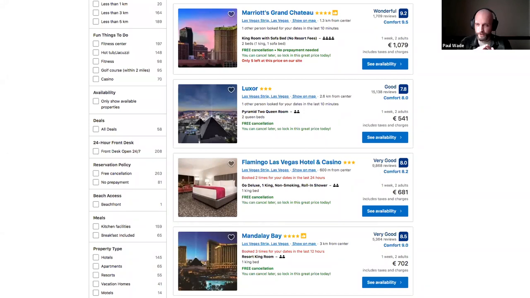Now, this is the first page. I didn't have to go looking for this. This was immediately when I put in my dates for May in Las Vegas. First one: only 5 left at this price on our site, immediately. The second one doesn't have red writing, but it says one other person has looked for your date in the last 10 minutes. It's not in your face and highlighted, but it is still, slightly, the scarcity effect in action.